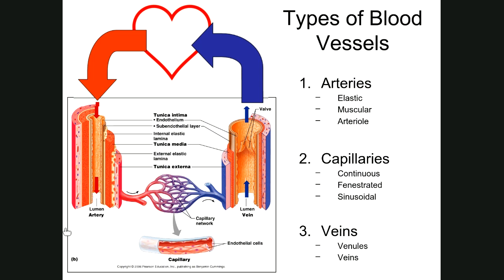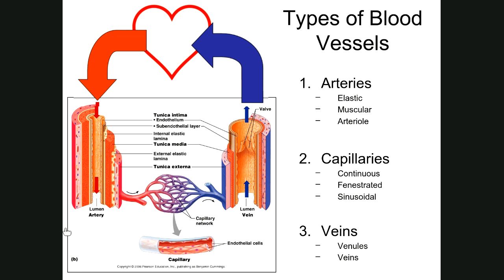If you look at the list over here, I've got 3 different types of capillaries listed: continuous, fenestrated, and sinusoidal. We find all of these different capillary types in the body, depending on the needs of that particular area of the body. What differentiates these capillary types from each other is how permeable their walls are. And that's something that you'll have a chance to learn more about in the reading that you do for this week.